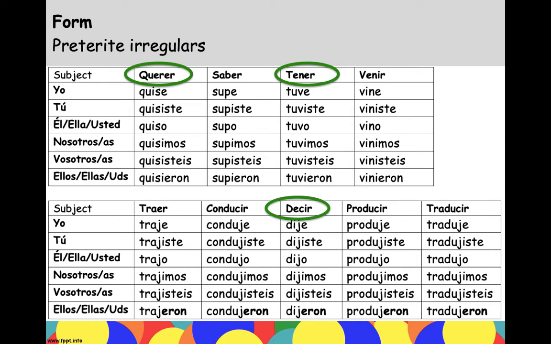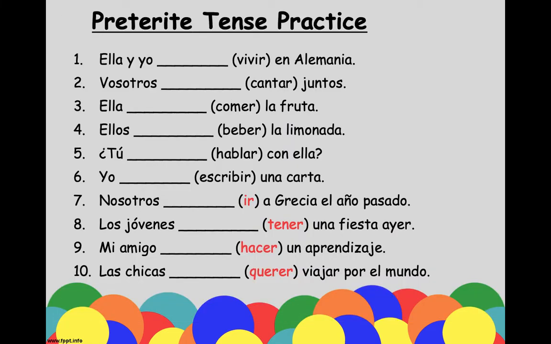So if you're telling a story, it might be quite a nice one to be able to use dije, I said, or dijo, he said, she said, or dijimos, we said. And again, it's quite a weird one because the DEC changing to DIJ is quite strange. So definitely one that I would try and perhaps learn, even if you just learn it in the I said form. Producir is to produce and traducir is to translate, but again, you're probably not going to need to know those two as much. So it's quite a comprehensive list, but just focus on the ones that I've circled in green.